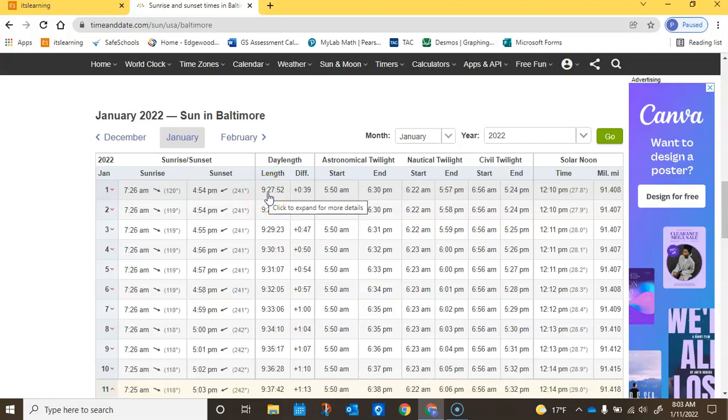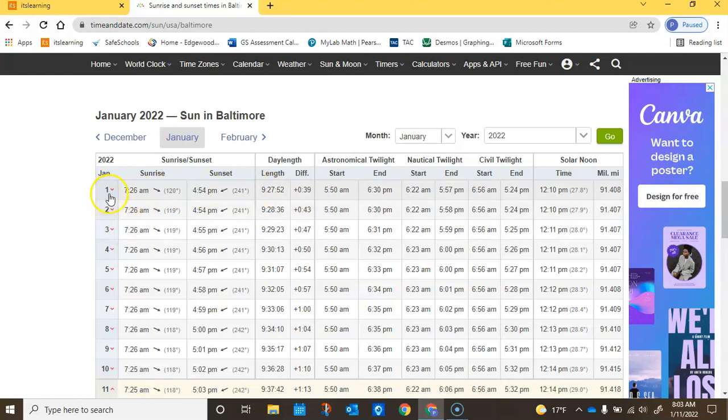So I converted everything to minutes, so I didn't have to worry about fractional hours when I was plotting my points. So to convert this to minutes, 1 hour is 60 minutes. So I would do 9 times 60, which is 540. And then I would add 27. So 540 plus 27 would be 547.